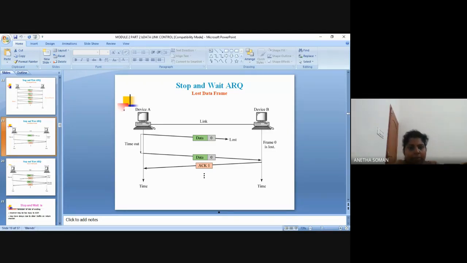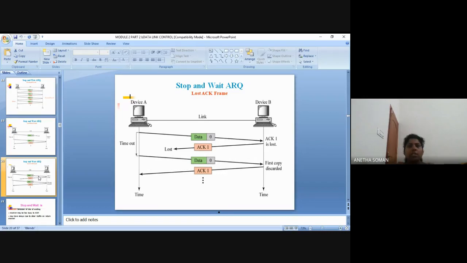What happens? It restarts the timer and again waits for the acknowledgement. So, two cases I told: what happens when data is damaged, and what happens when you have a lost data frame. Now the third one is called the lost acknowledgement frame. What happens when the acknowledgement is lost?